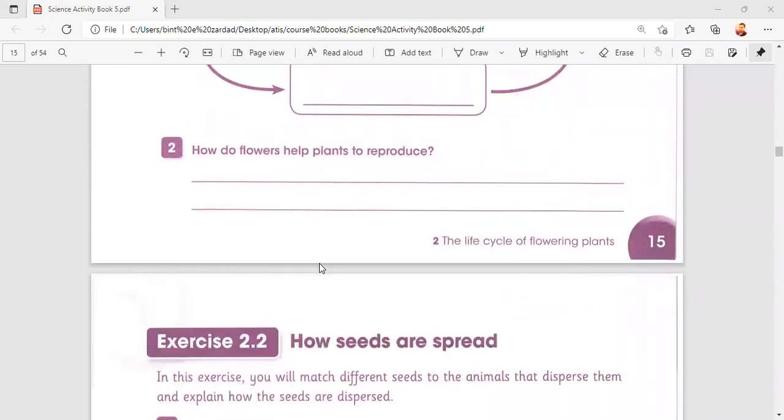Because with the help of the flower, it changes into fruit, and the seeds are inside the fruit. We get fruit from the flower, and then the fruit contains seeds inside. So seeds are inside the fruit, and you can also say the fruit protects the seed inside.